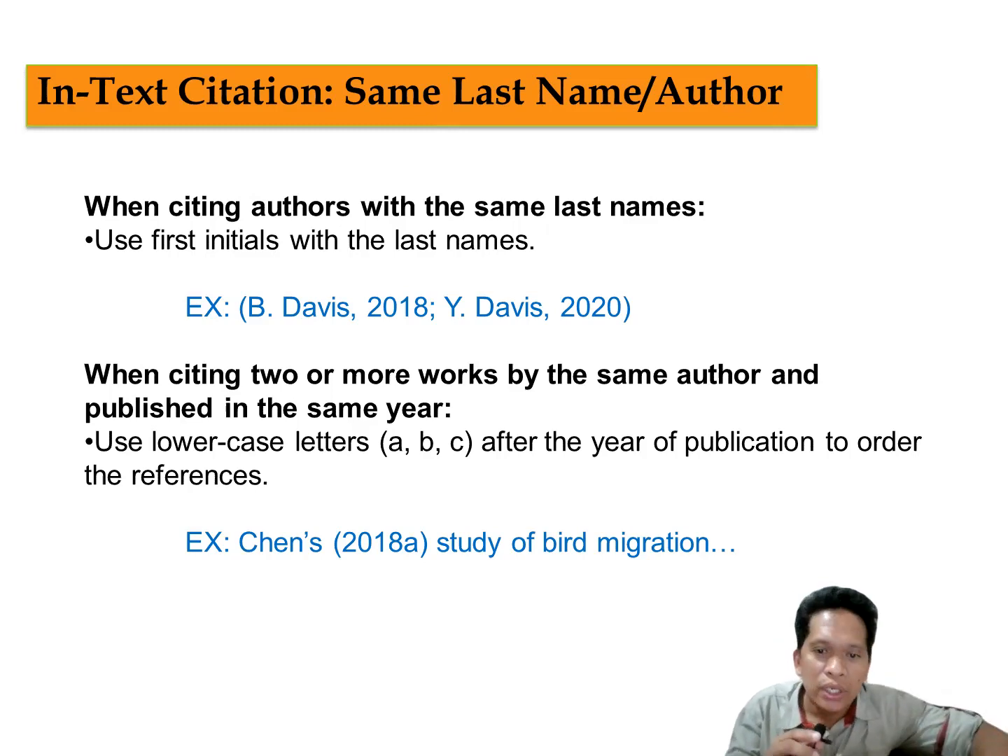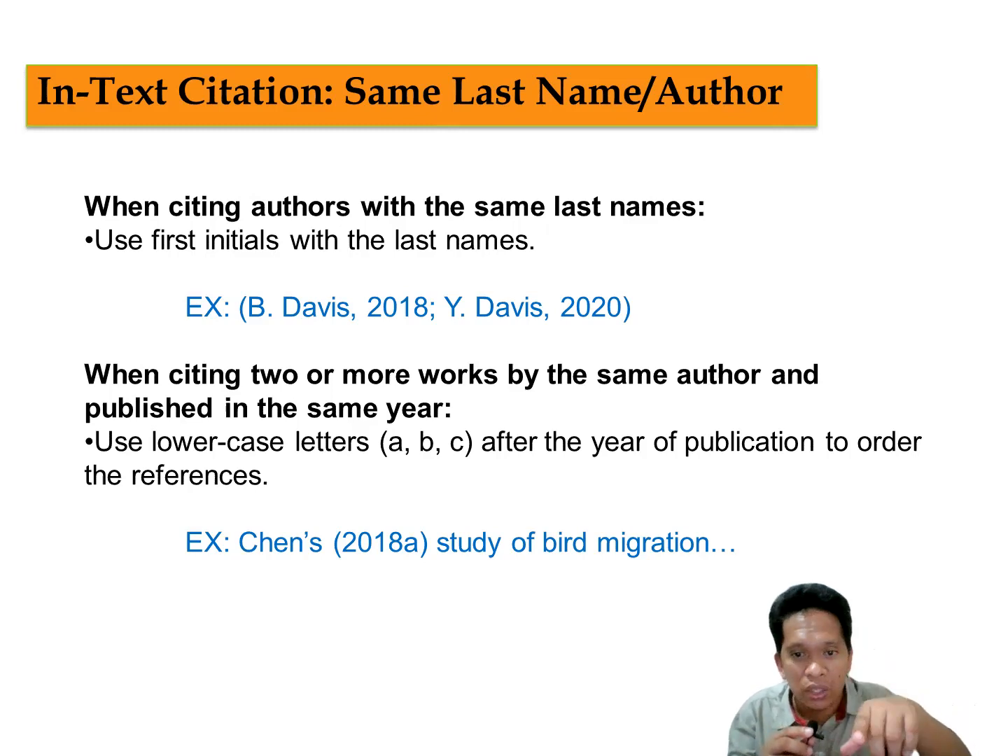Okay? And then you have period, initial of the first name, period, then space, the name of the author, comma, then the year of publication. Separate it with a semicolon. Again, first letter or initials of the first name of the author. Then you will have the last name, comma, and the year of publication.